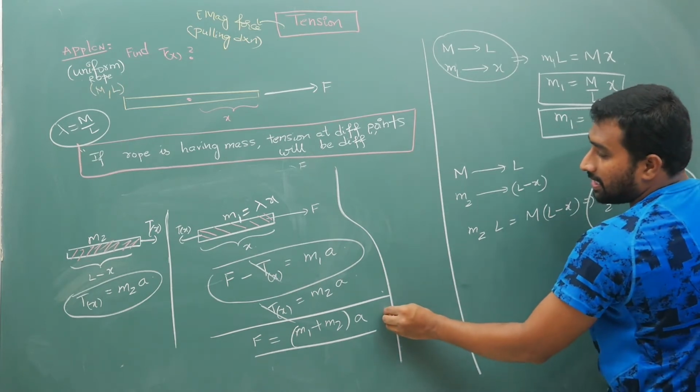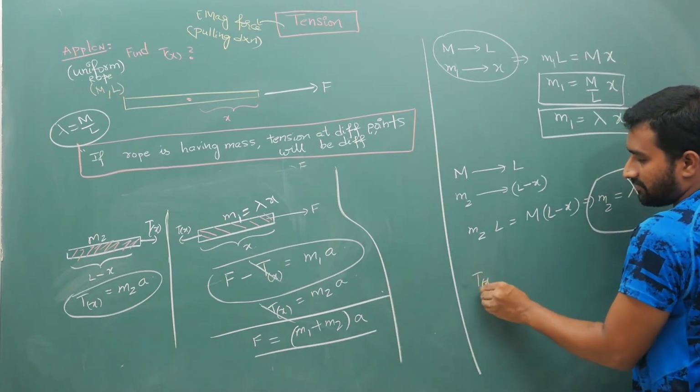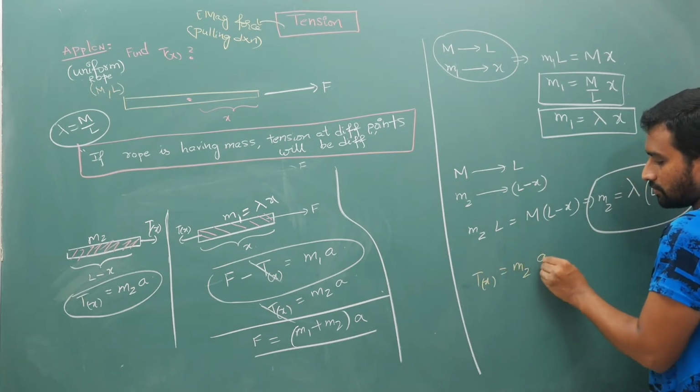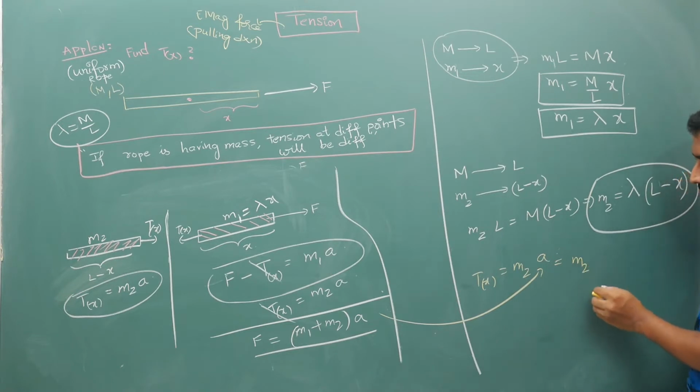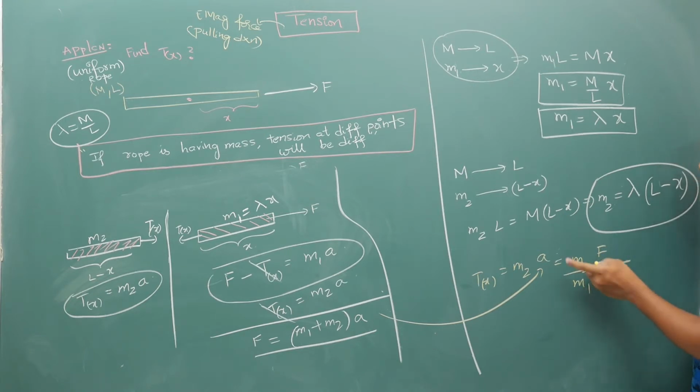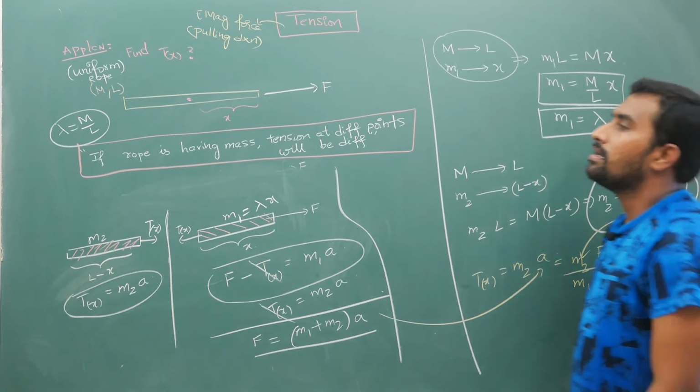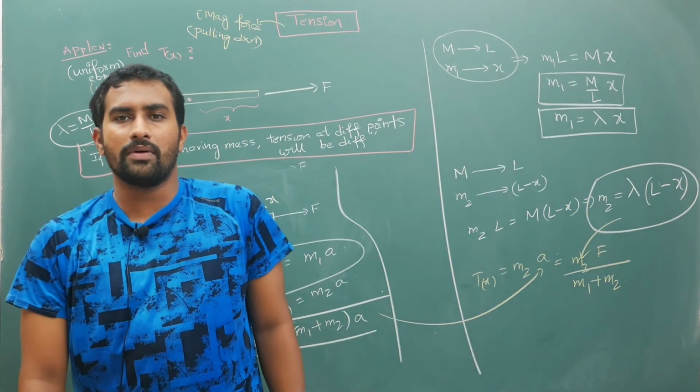Now from here you are going to get the acceleration. Once you get the acceleration, your tension as a function of x is what? m2 into a. Bring this a and substitute it here. That will give you m2 times F by m1 plus m2. What is m2? This lambda part you substitute here to get the answer. Hope you have understood it.